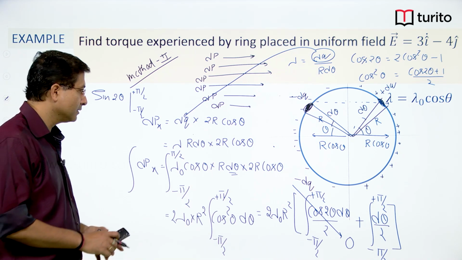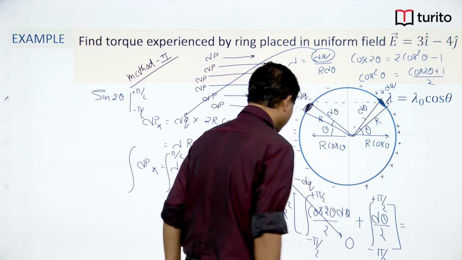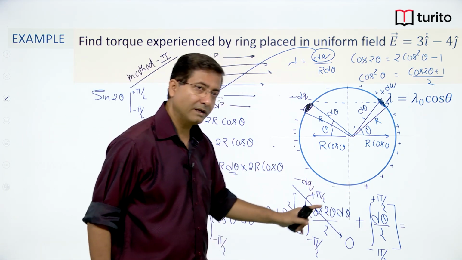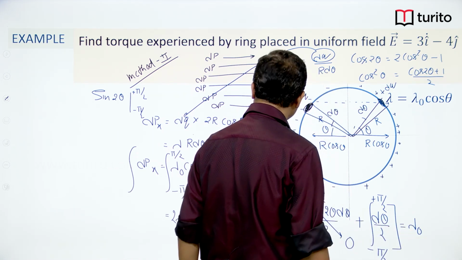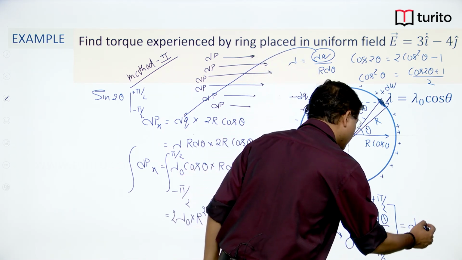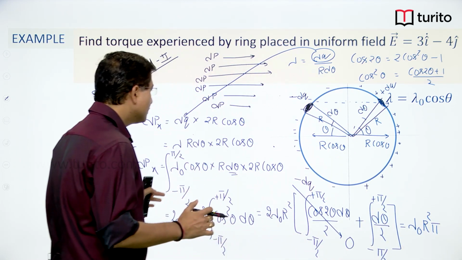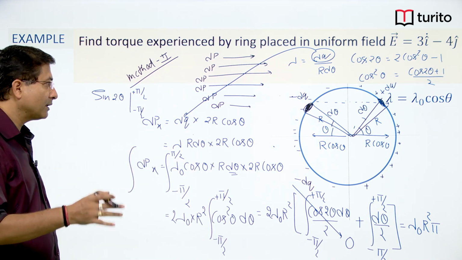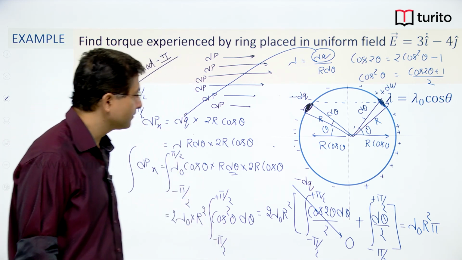So what I can see is lambda naught r square and the pi what we are getting here. You can simplify on your own and you can cross verify it. So this is the dipole moment we are getting finally after simplifying it. You can also cross check by method 2, right.